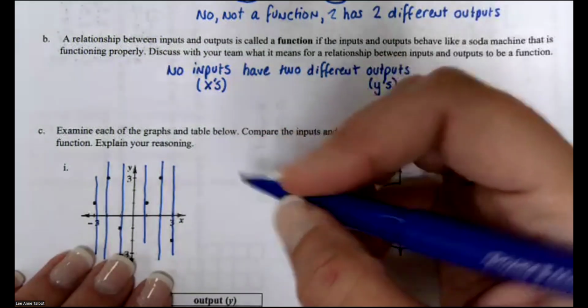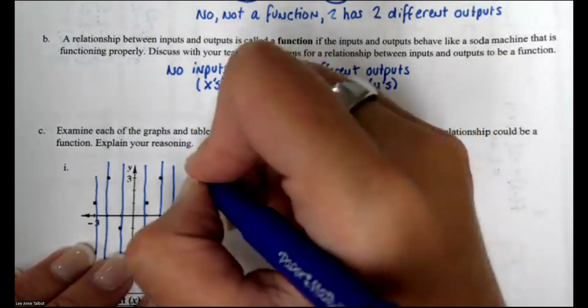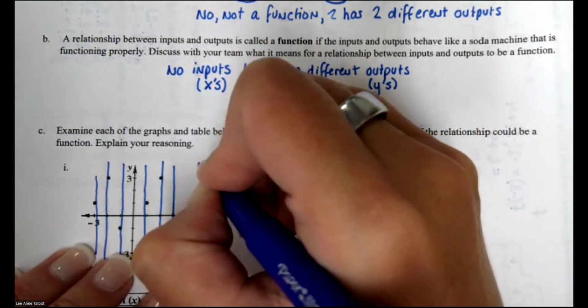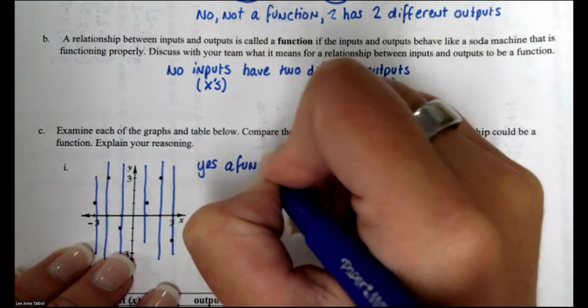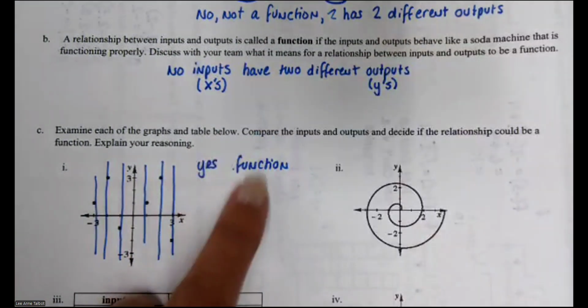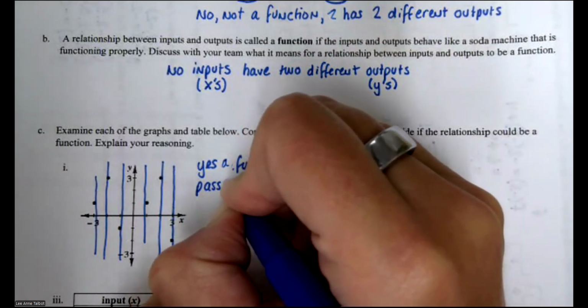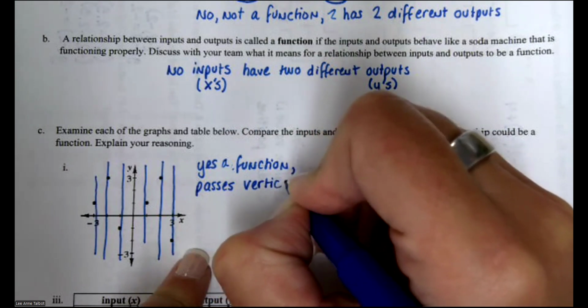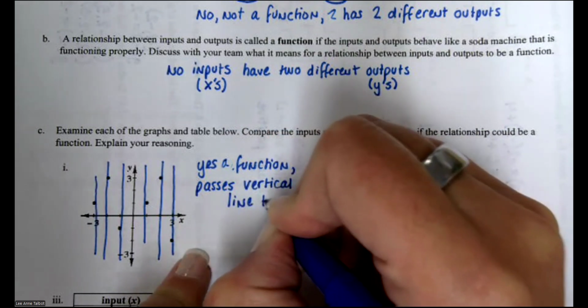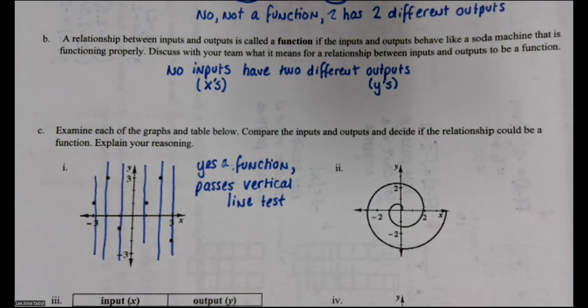Did any of my vertical lines touch any two coordinates? No. So it passes the vertical line test. So we say yes, a function. I don't know why there's not a space there. That's not supposed to be one word. And we say passes vertical line test. That means that there's no coordinate directly above another coordinate. So there's no input that has two different outputs.